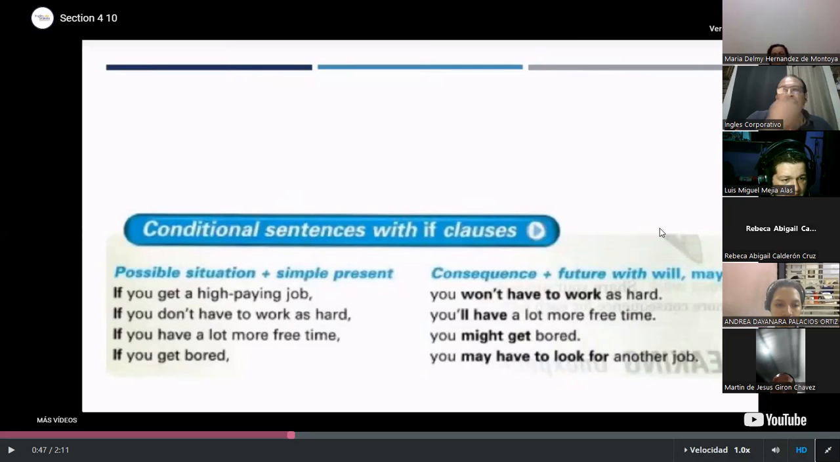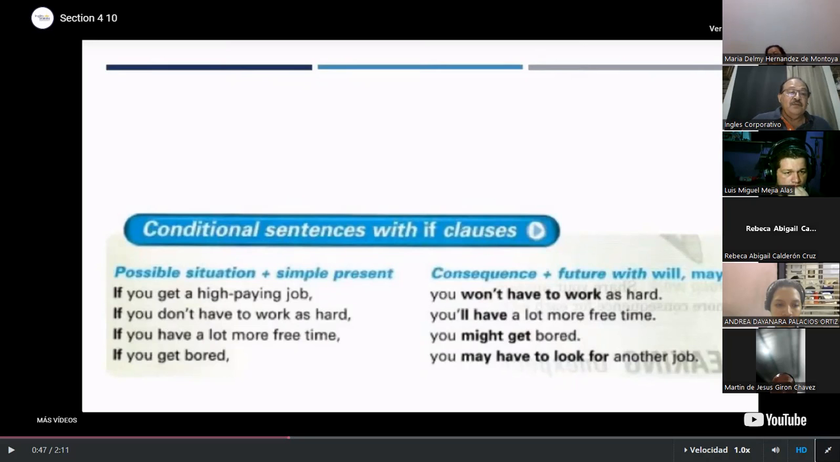Nice. Remember that you can also use the negative, right? Negative consequences or negative conditions. If you don't have to work as hard, you will have a lot of free time. If we don't work, okay, we won't have money for our retirement. If we don't work, we won't have time. If we don't work this month, we won't have time to buy presents or gifts for our family.